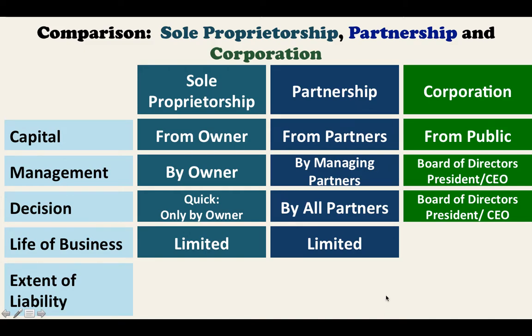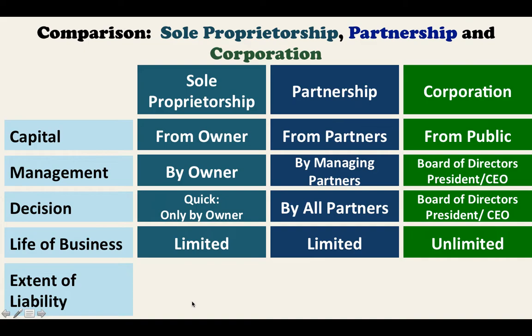But in corporation, the life of business is unlimited because if something happens to one of the board of directors, he or she can easily be replaced, or even the president and CEO. Okay, so the affairs of the corporation will move on, will continue. Even if several directors and stockholders get out of the corporation.